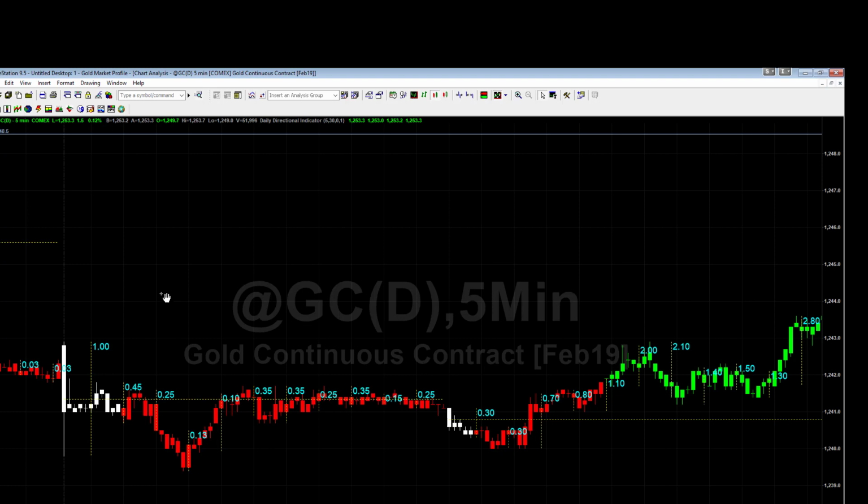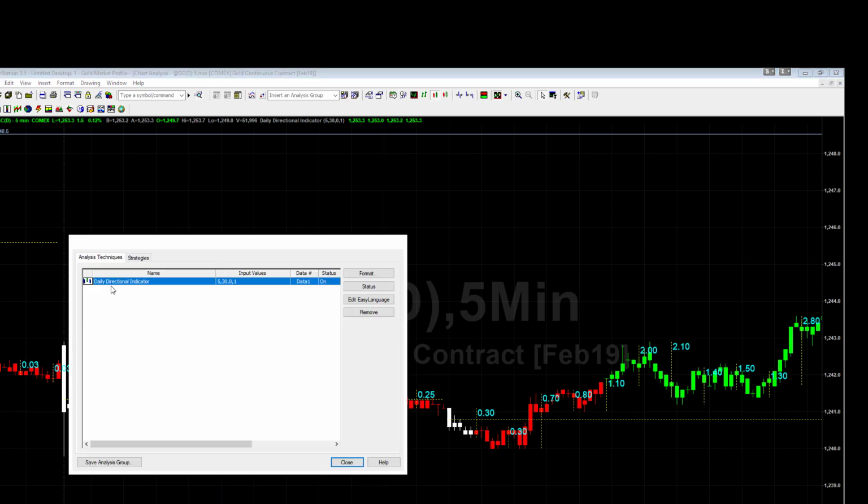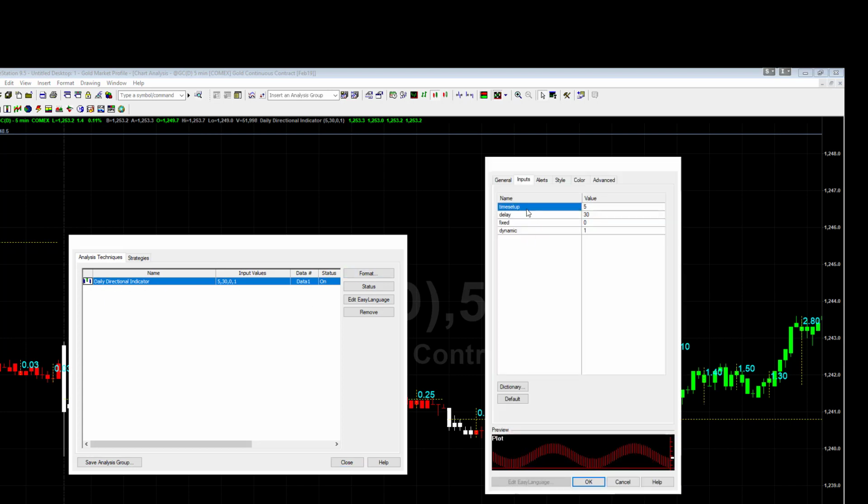So if I look at the indicator itself, the daily directional indicator, I've got it set up to work on a 5-minute chart. So it's working on a 5-minute chart at the moment. The delay, or the time that it's looking for, is every 30 minutes it's looking to make an assessment of what's happening with the market. So do we have a bullish market or do we have a bearish market? And I can either set it as fixed or dynamic.